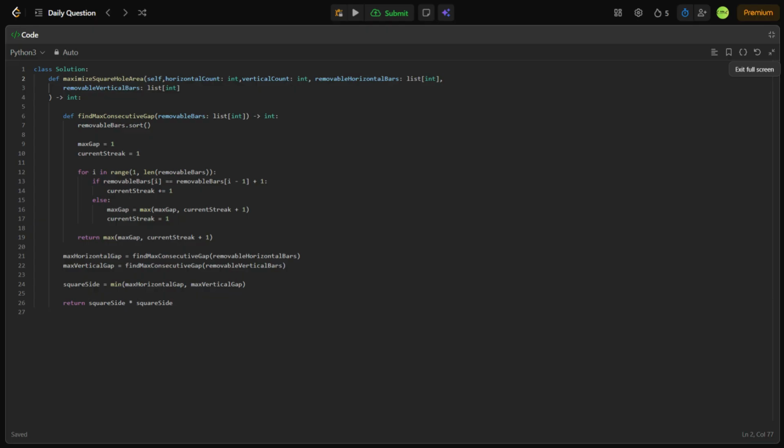Step 3. Choosing the square size. A square's side length is limited by the horizontal gap and the vertical gap. So we take square side equals min of horizontal gap and vertical gap. Because even if width is large, height limits the square. The smaller side always decides the square size. Step 4. Calculate area. Finally, area of a square equals side times side. We return square side times square side.